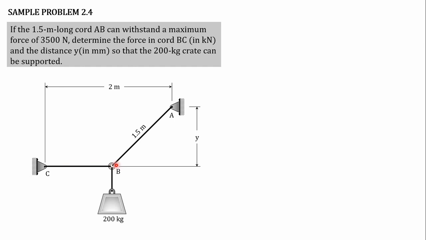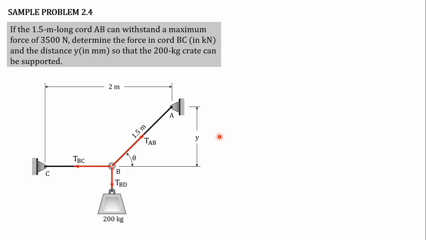Since these are cables, we know that in this condition all the cables are resisting a tension force. Let's start with this: that is our tension AB, and this is our tension BC, and this is our tension BD. This angle, we will call angle theta.